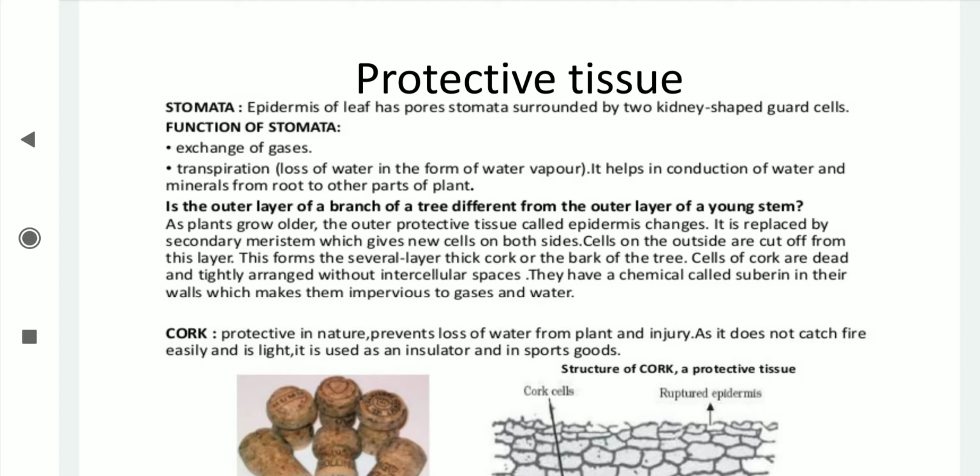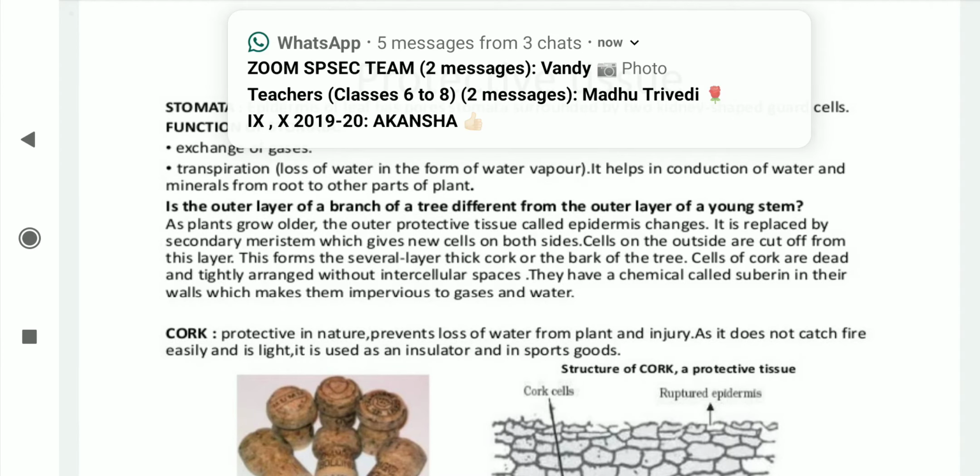Cells on the outer side are cut from this layer. On the outer side, more layers are formed. This forms several layers. These layers are called thick. What do we call that? Cork. Have you heard of this cork? Or we say bark of the tree. Cells of the cork are dead.